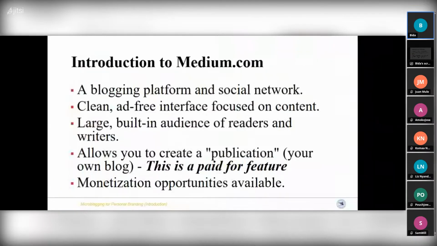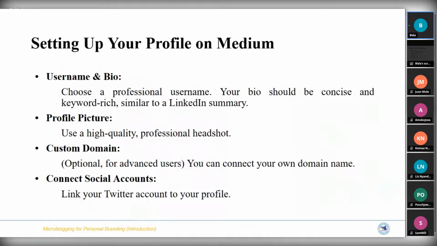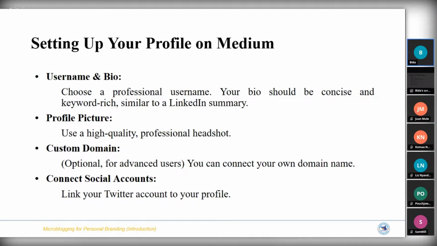So let's move on. What are the essentials for setting up a Medium profile? One is you should, of course, have a username and a bio. You should have a profile picture. If you need, you can have a custom domain. This is optional and is mostly for advanced users. You can also connect your own domain name. You can link your social accounts, especially Twitter. I think you can link Twitter to your Medium account, and then it becomes easy for you to use it.